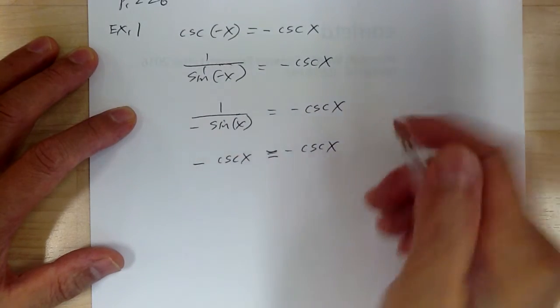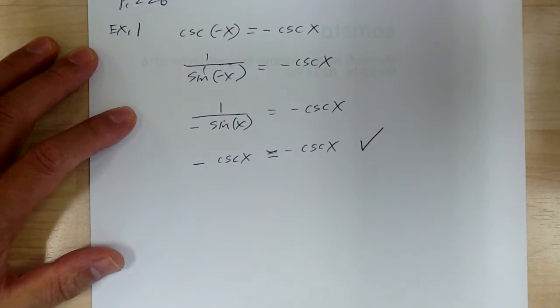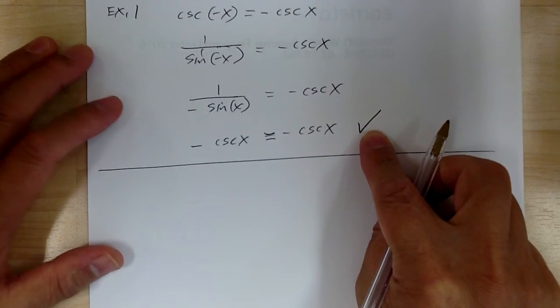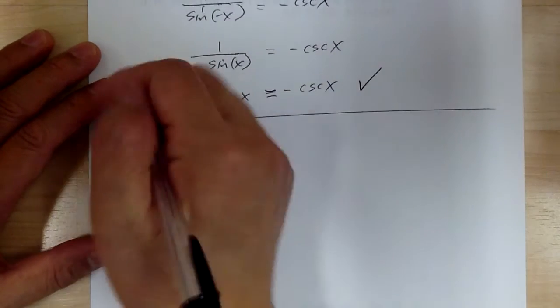Once you get two sides equal, you put a check mark, which means yes, you're done. Okay? So that's how you verify. So let's go and do example 2.